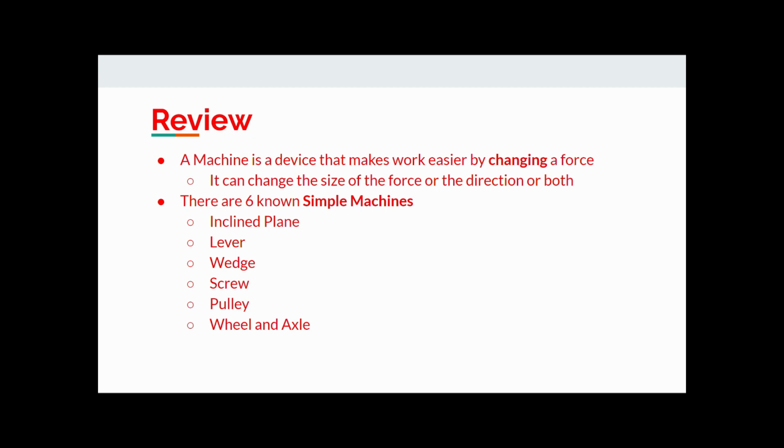And there are 6 simple machines, these ancient, super old machines that humans have used for thousands and thousands of years. Those machines are the inclined plane, the lever, the wedge, the screw, the pulley, and the wheel and axle. And we have looked at examples of these. We've looked at how each and every one of them is used. And now we're going to move on from simple to complex machines.